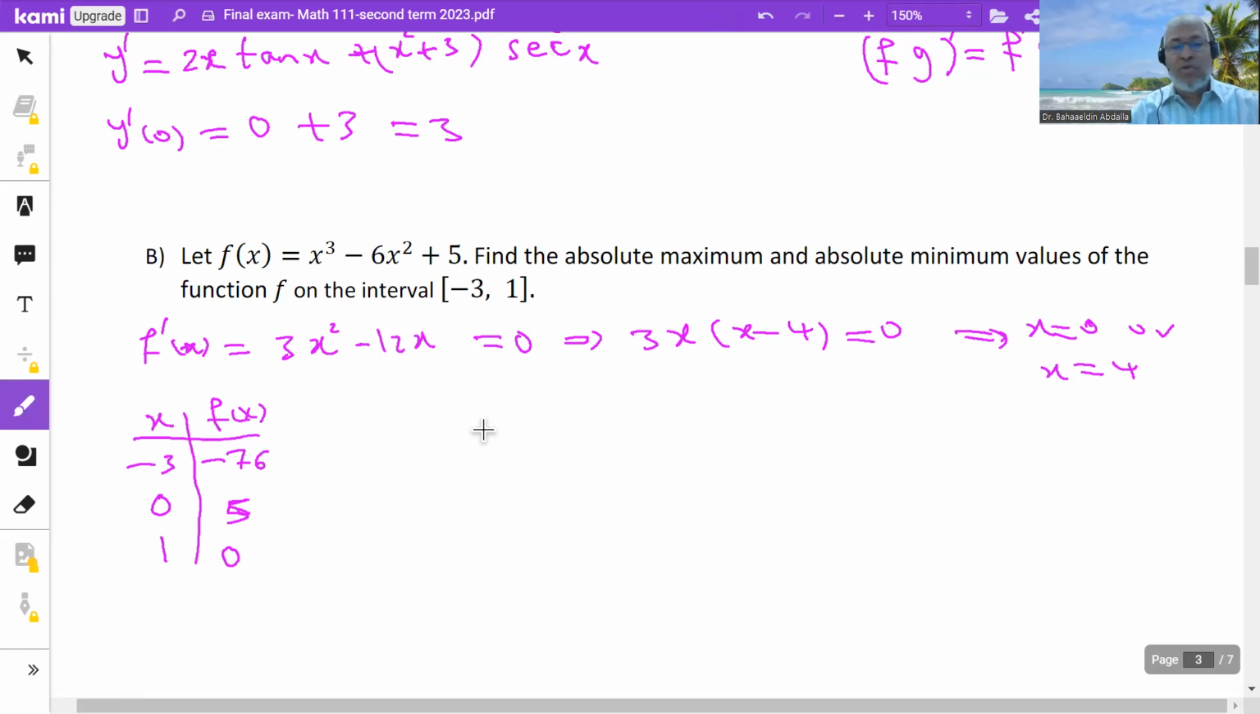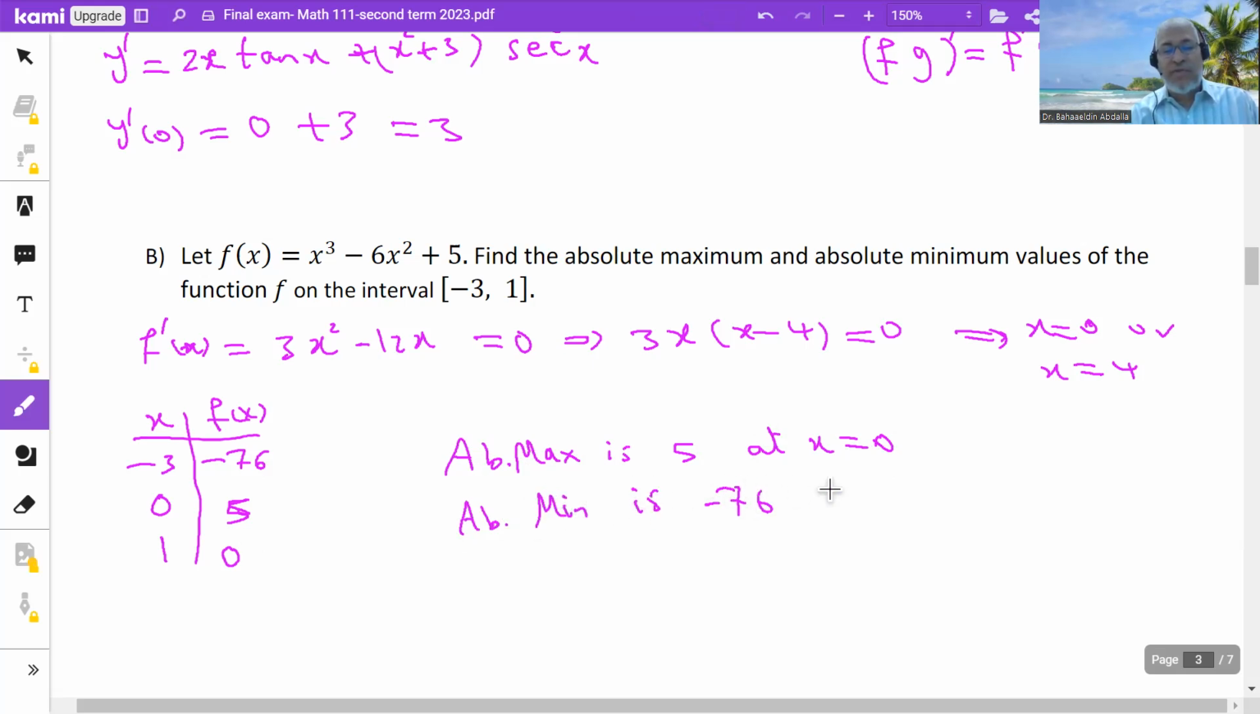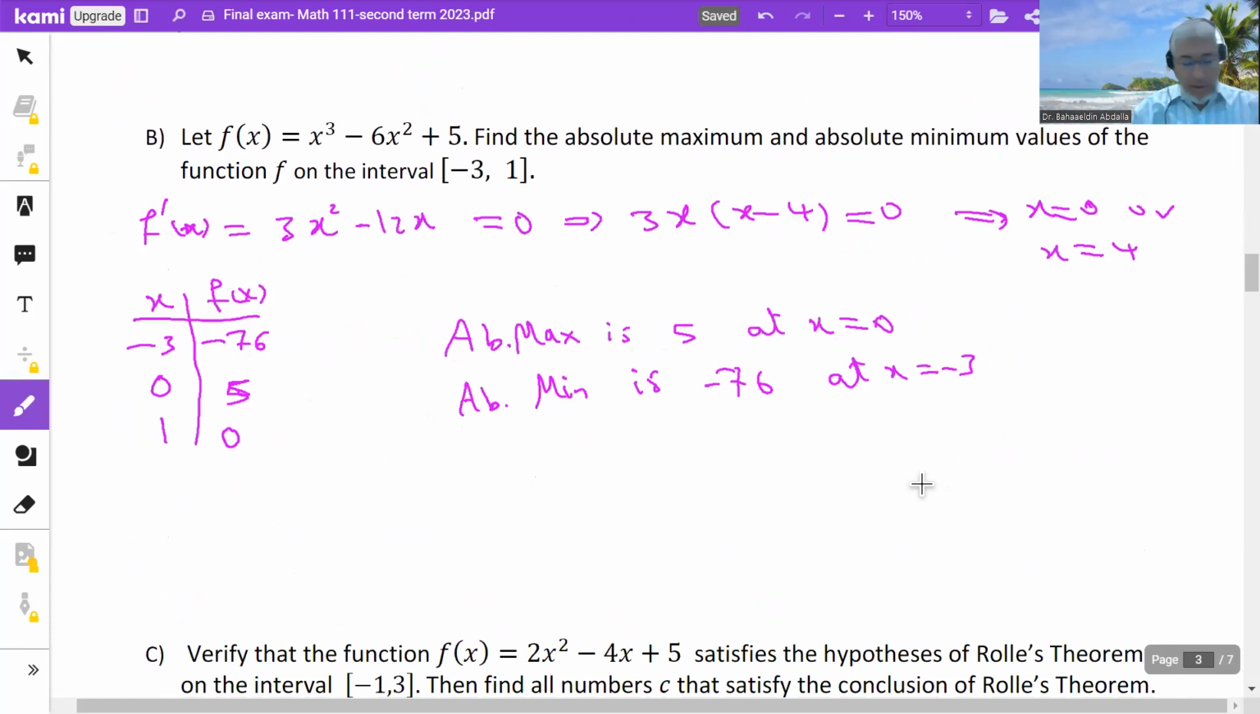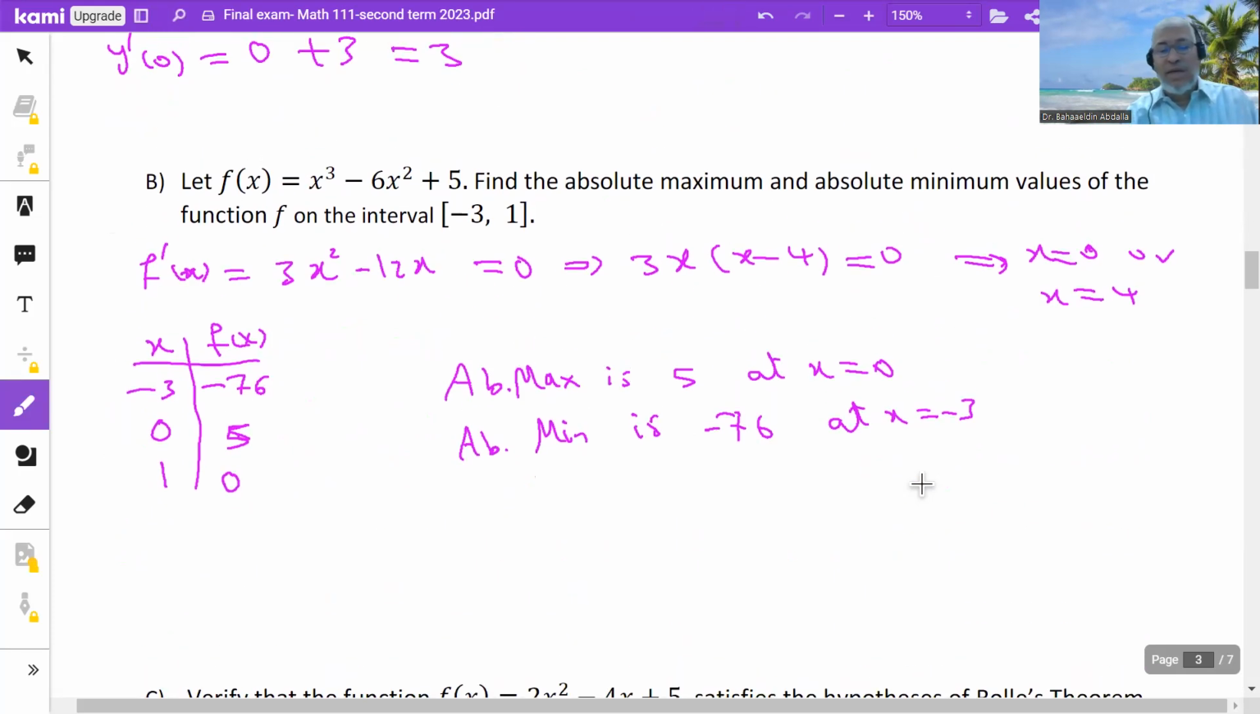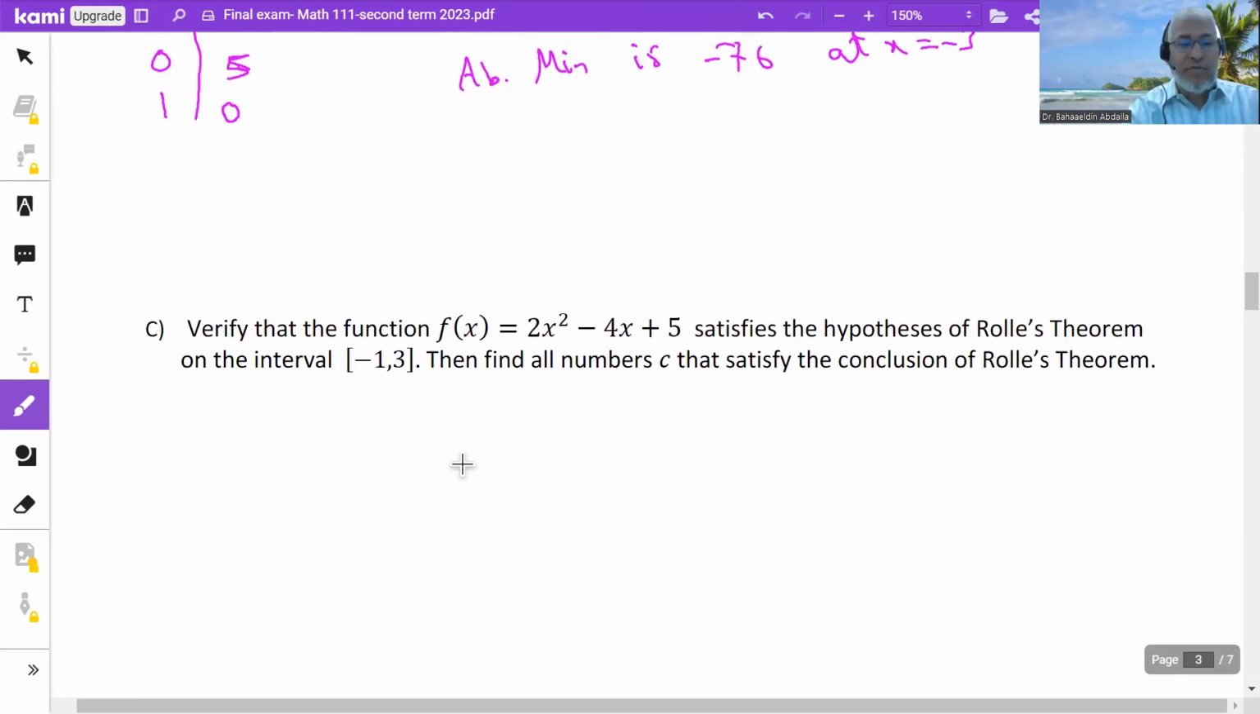So what is the absolute maximum? The smallest is -76. So the absolute maximum, the largest, is 5. It's 5 at x equals 0, and the absolute minimum is -76 at x equals -3. So that's the answer. Or you can say f of -3 equals -76, f of 0 equals 5.